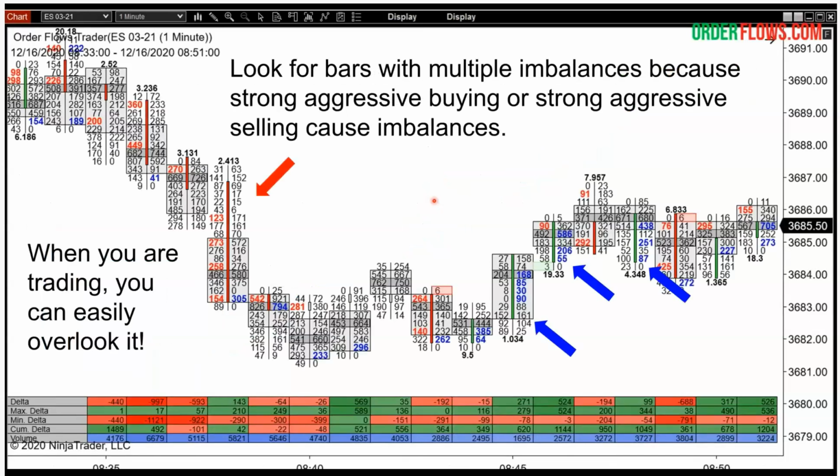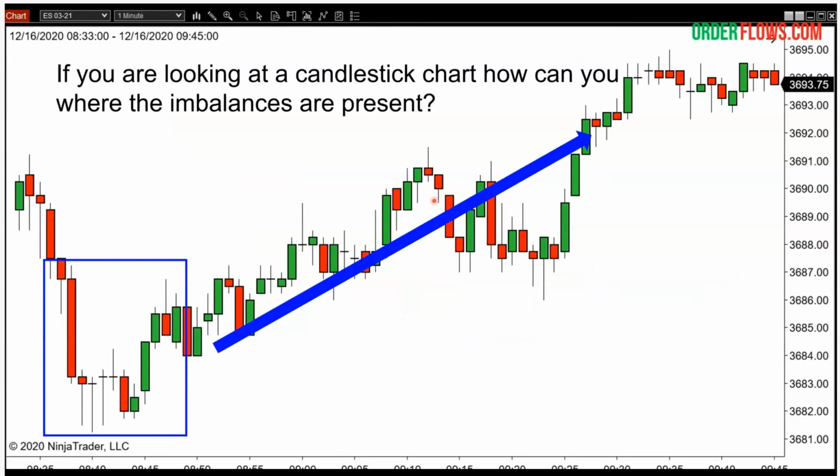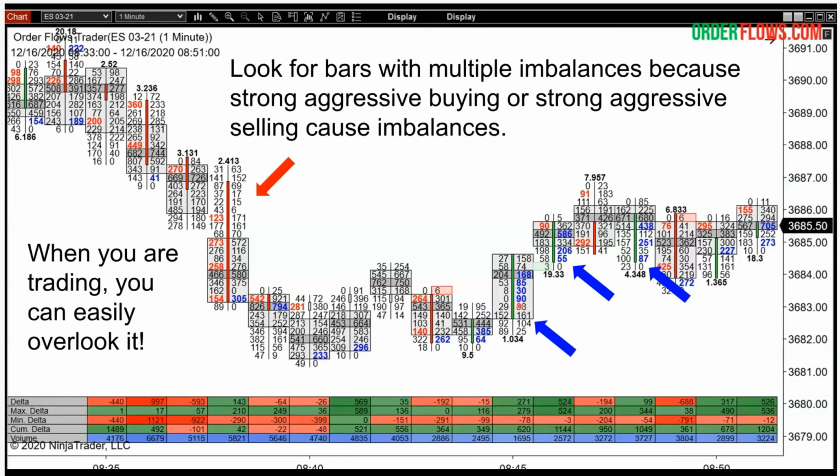This is that low there, or that swing low here in this box right here, right? You're coming down and you see these bars with multiple buying imbalances. Now, after it happens, at the end of the day, you look back on your chart and you can say, oh, yeah, look at all these buying imbalances. I should have bought there. But when you're trading, it's very easy to overlook it, especially if you're in a position in one market. Your focus may be 95% on that one market, and you're going to be missing these other opportunities, right?